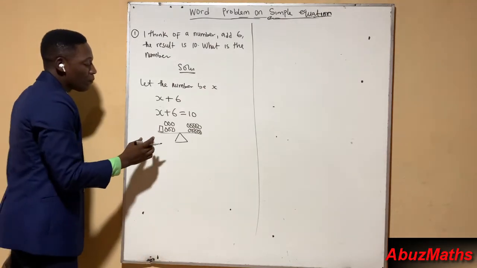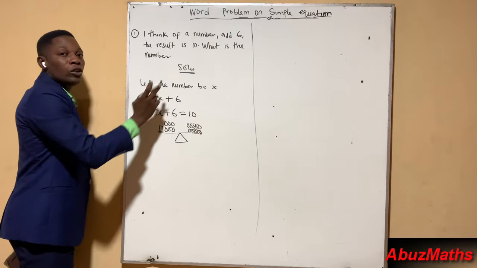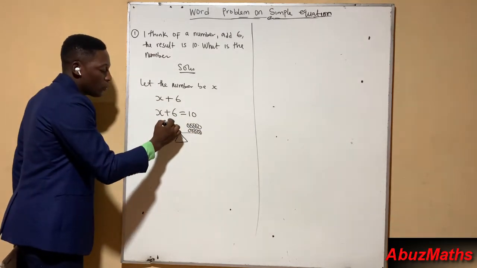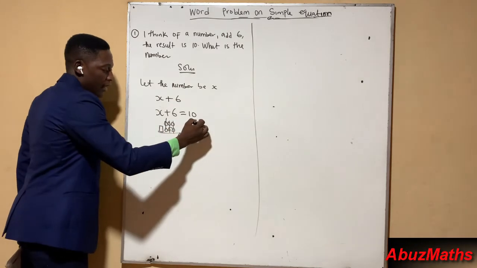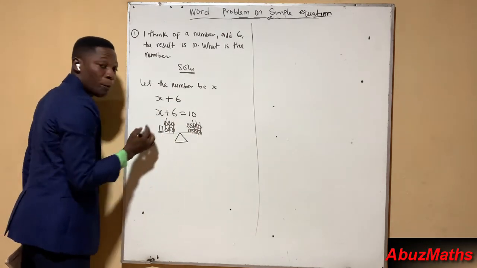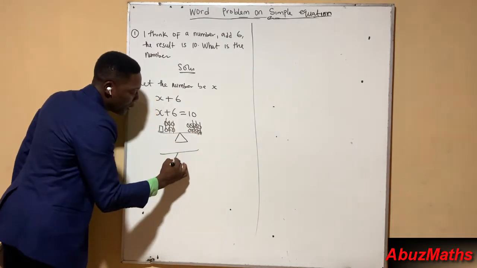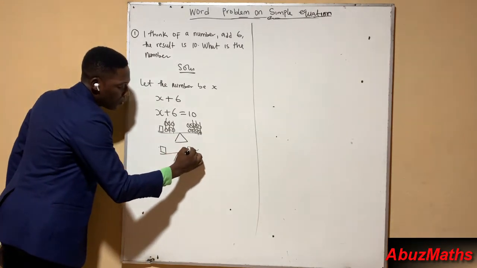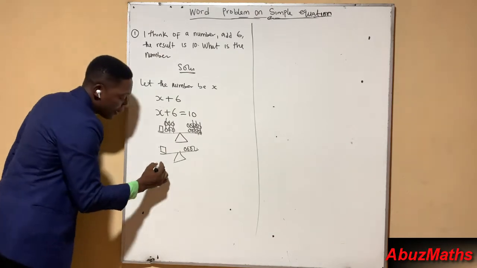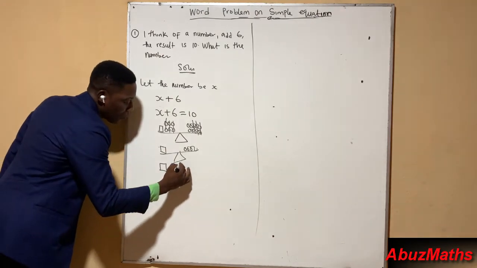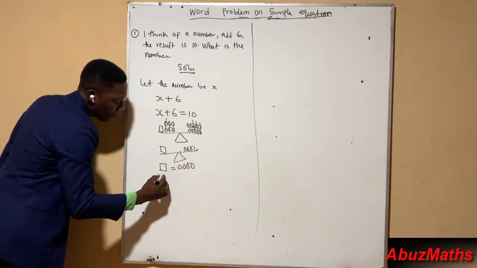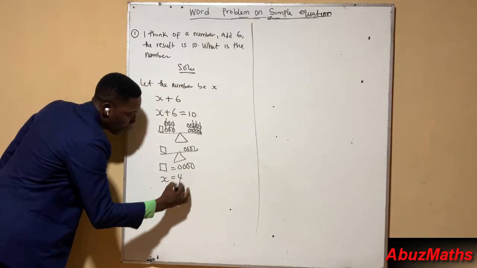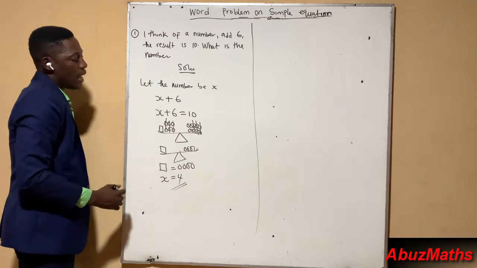Okay, now let's continue. We said what you do to Paul, you must do to Peter. So here, I'm going to take away 6 circles from Paul and take away 6 circles from Peter. And that leaves me with a box for Paul and 4 circles for Peter, telling me that a box is equal to 4 circles. Now we interpret it back, and it becomes X is equal to 4, and that is our answer.